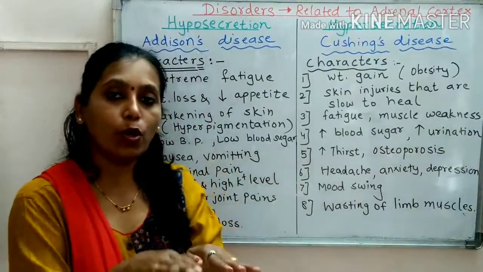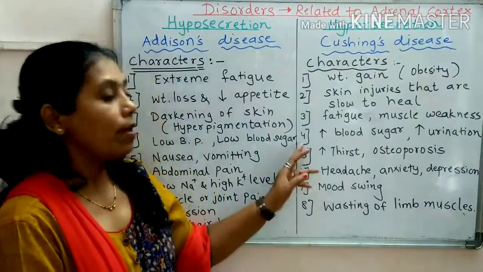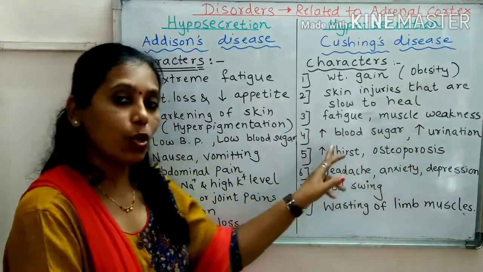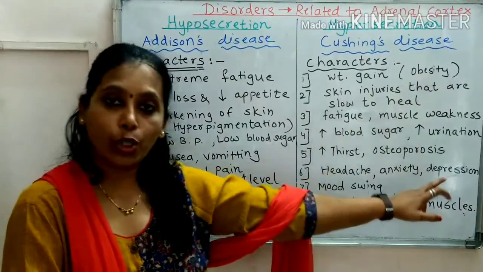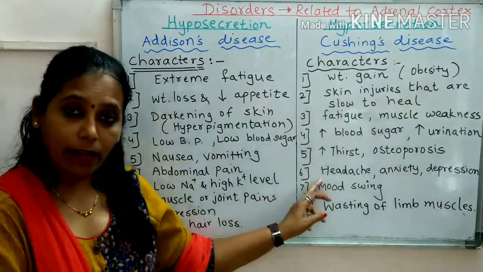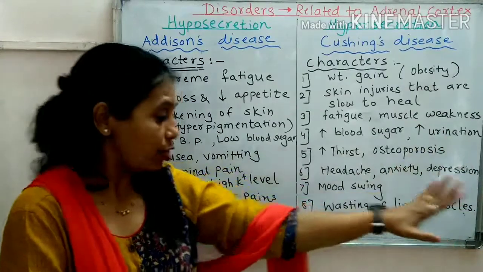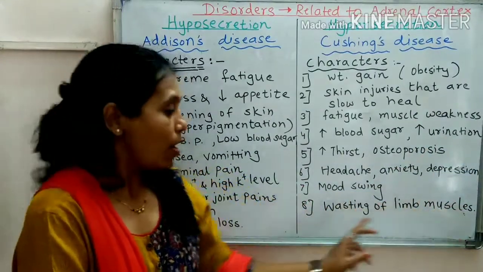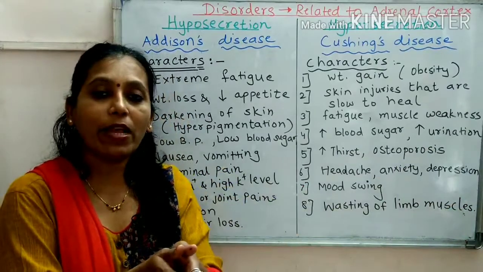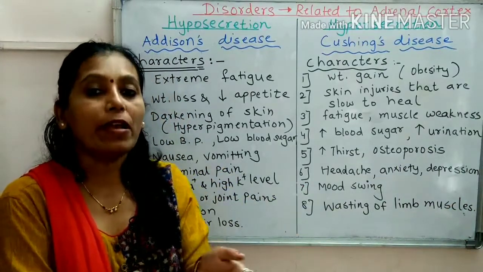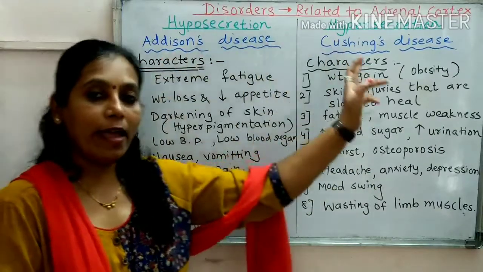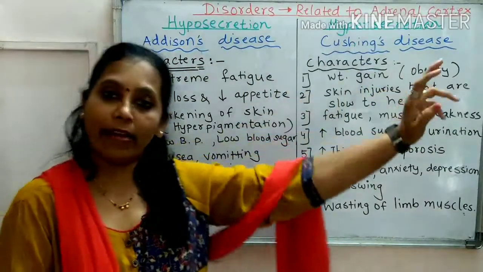Through urine also the glucose goes. Increased thirst, as more and more urination is there, so thirst increases. Osteoporosis, headache, anxiety, depression, mood swings and wasting of limb muscles. Wasting means the limb muscles become slowly weaker and weaker. So this is all about hyposecretion and hypersecretion of adrenal cortex.